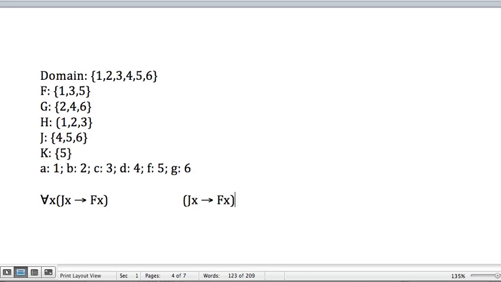If they all satisfy this, if they all fit this description, then the universal is true. If some of them don't, the universal is false. Pause the lecture, see what you think.